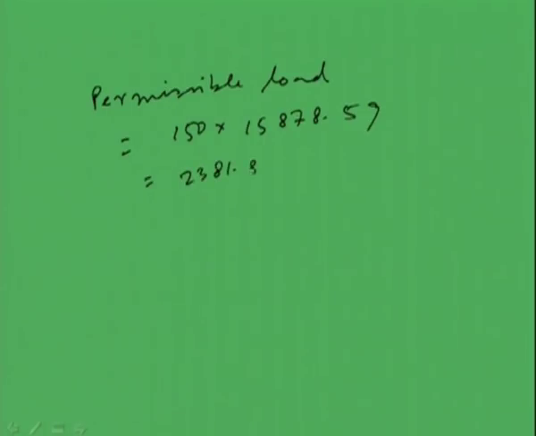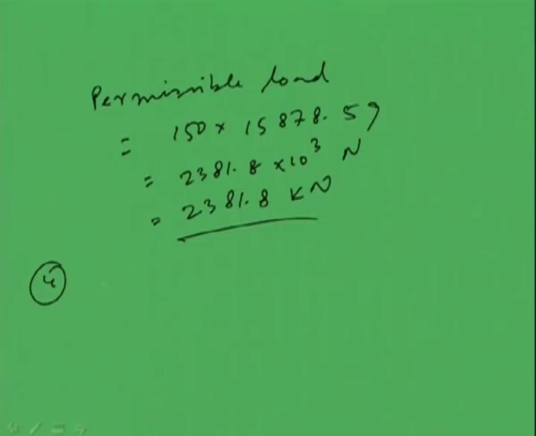Similarly, the permissible load will become 150 into the area 15878.59. This is coming 2381.8 into 10³ newton. That means 2381.8 kilonewton. So if tack rivet is done along C and D, then the permissible load will become 2381.8 kilonewton. The last condition is if tack rivet is done along A, B, C and D.